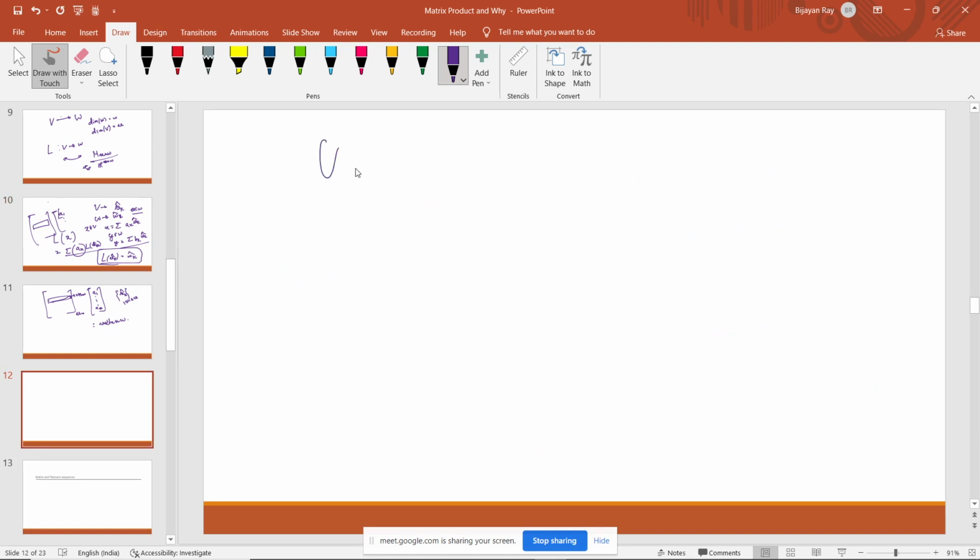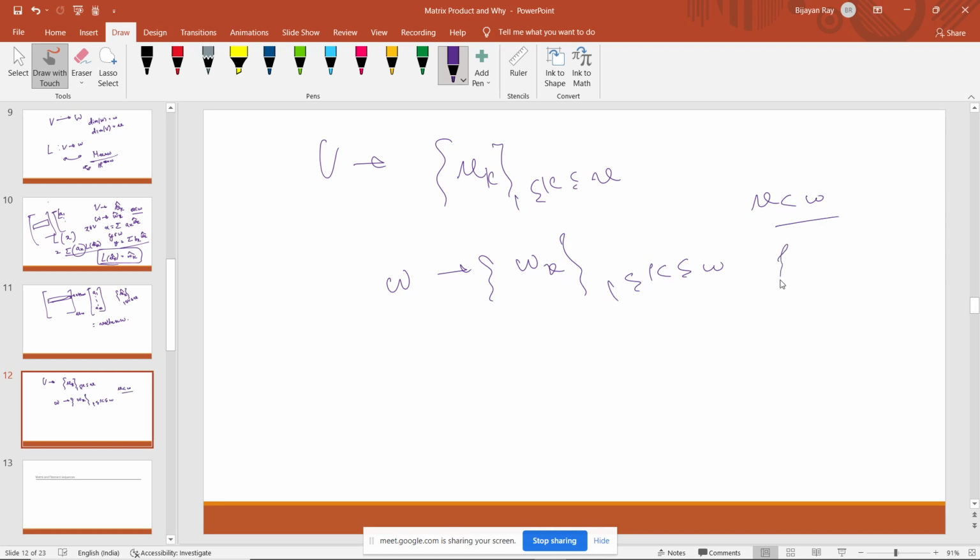Okay. So V is a vector space with basis vk, 1 less than or equal to k less than or equal to V. W is a vector space, with k from 1 to W. Assume V is less than W for now. The other cases would follow similarly. Now the linear transformation L from V to W sends vk to wk, for k less than or equal to V.